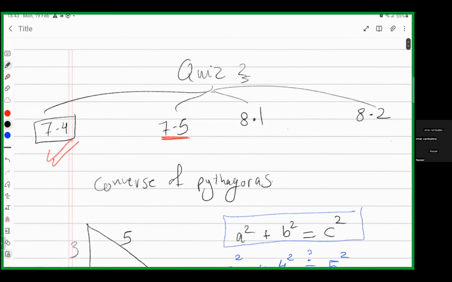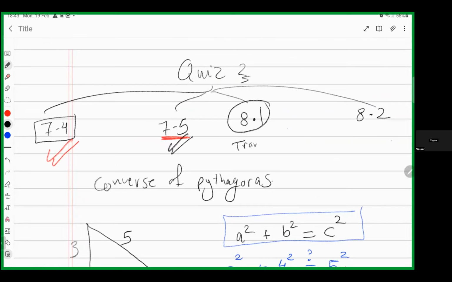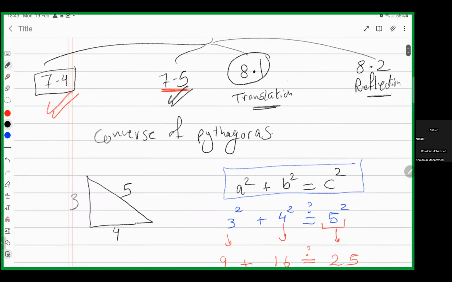So now I'm done with 7.5. I will move to 8.1, translation. 8.1 is translation. 8.2 is reflection. And these, I believe, are two very easy lessons.